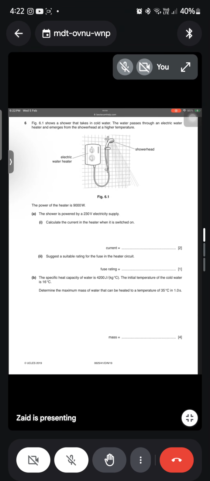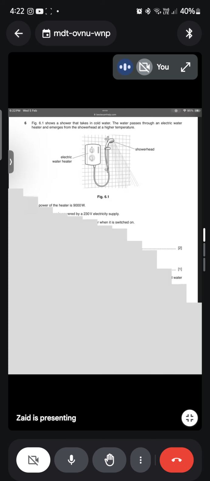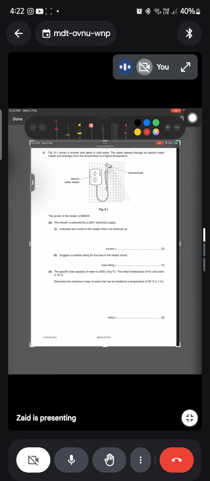Okay, we haven't studied this till now, but we have studied this specific heat capacity thing. So my dear students, I have told you about this power thing. So electrical current is going to be P over V. You'll get the current. Whatever current we get, fuse rating, inshallah, we'll discuss later on. Now you're supposed to find the maximum mass of water, and there you have been given the time. So E equals mc delta T. You have to find the mass of water in 1 second, so that is basically the mass flow rate.